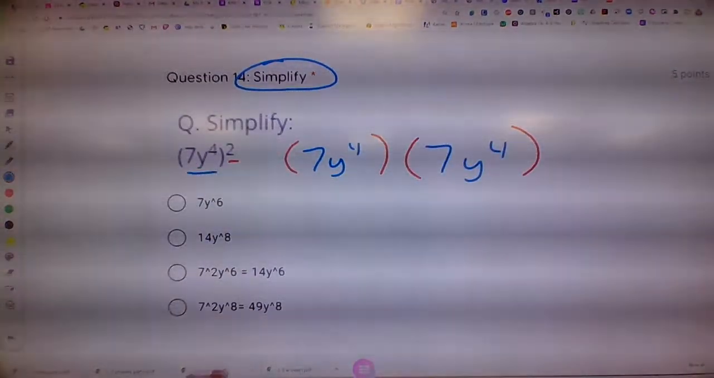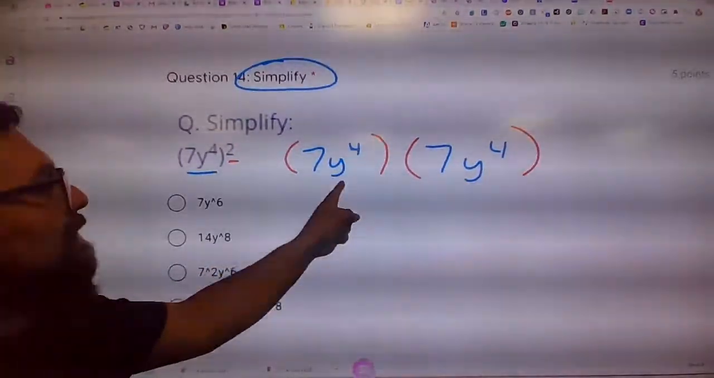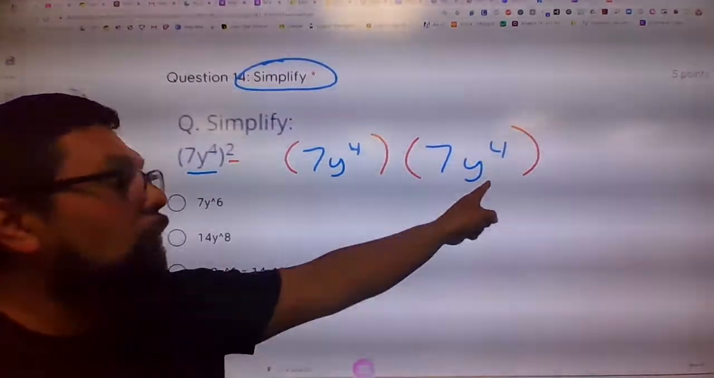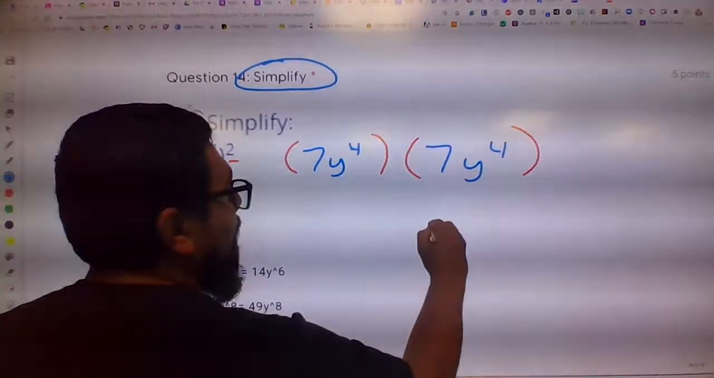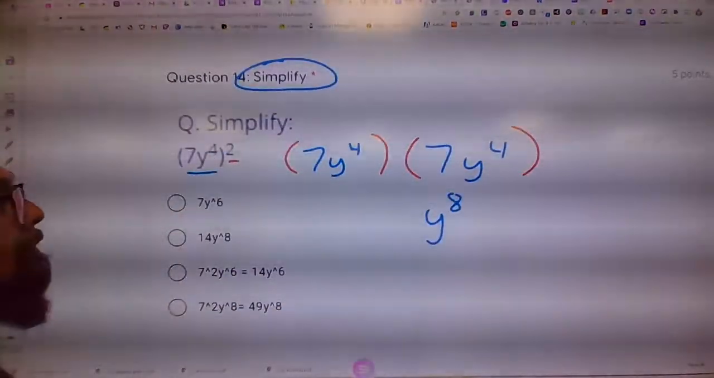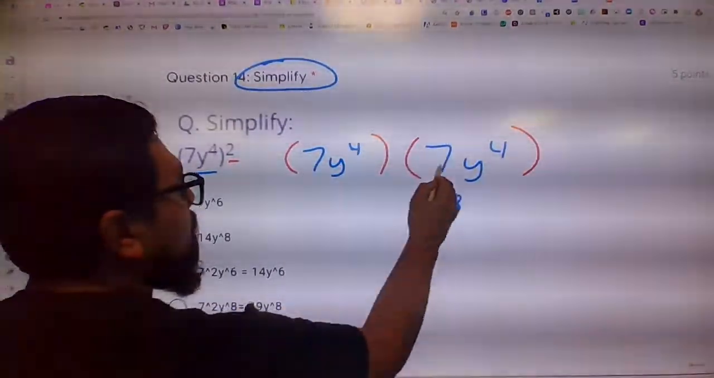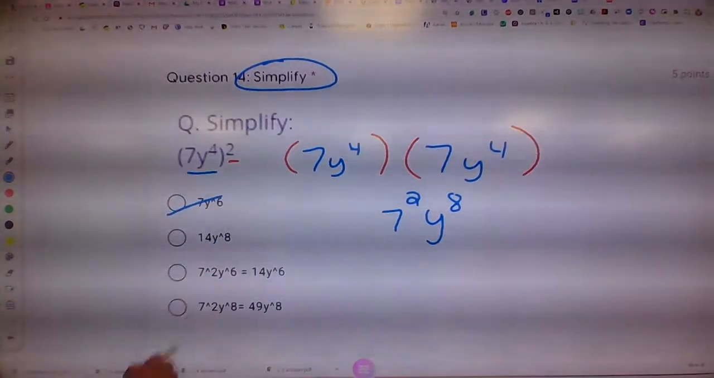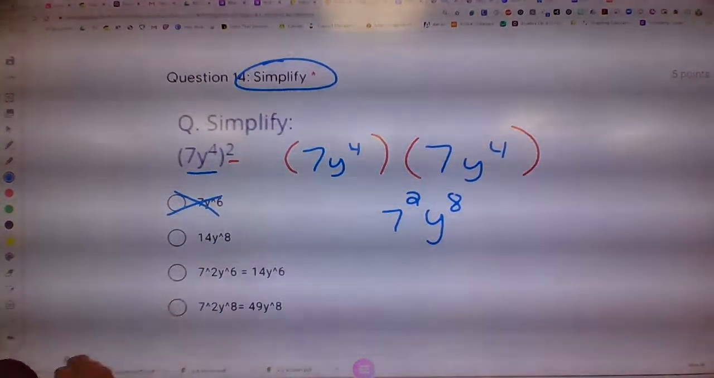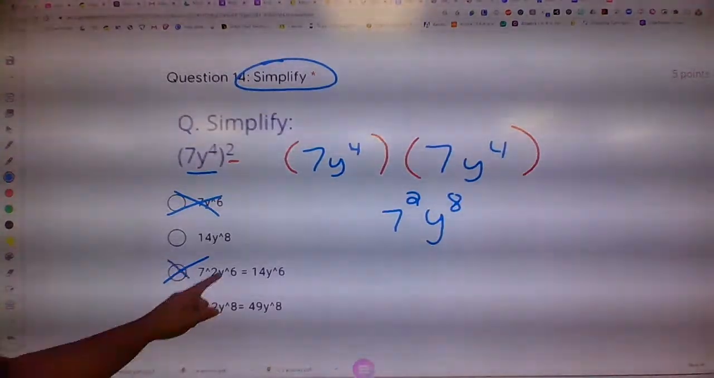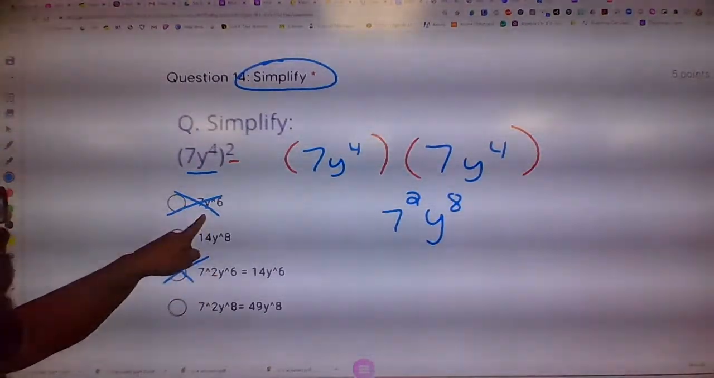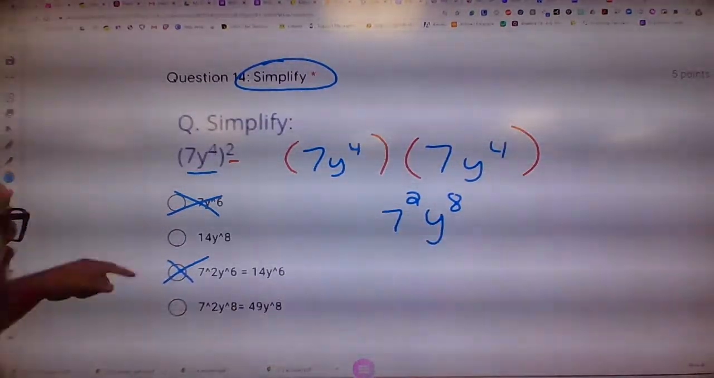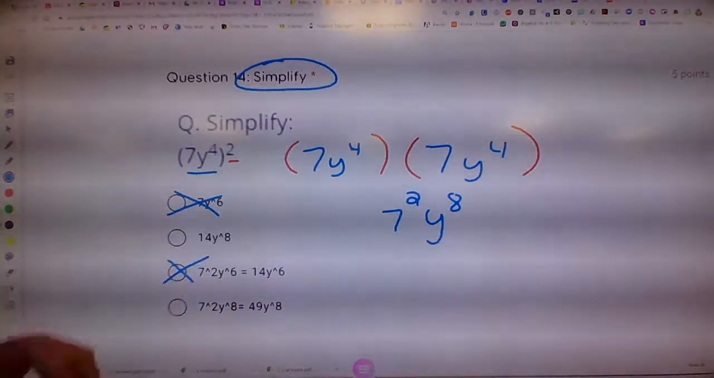Now, how many y's are here? There's 4 y's here, and then there's 4 y's here, right? So that's y to the 8th. And then there's 1 7, 2 7, so 7 squared. So it's not this one, and it's not this one, because see how this has y to the 6th? So automatically that's wrong. So it's got to be one of these. So now let's see.